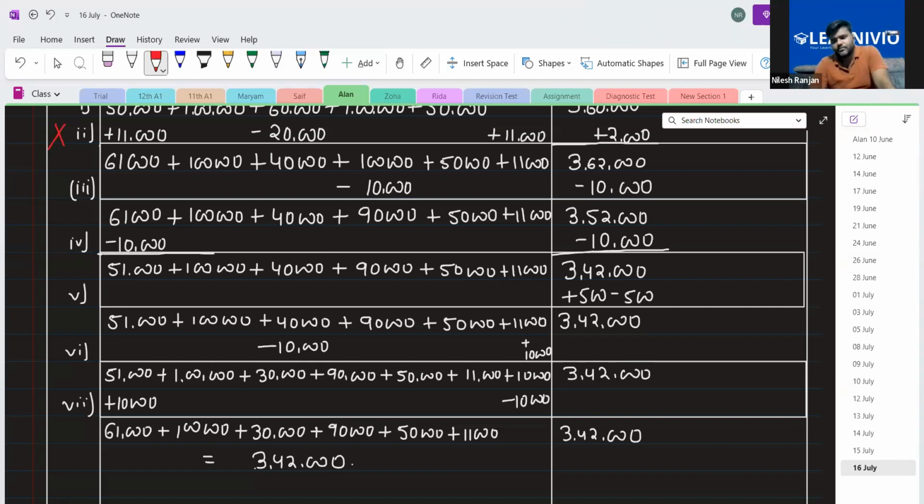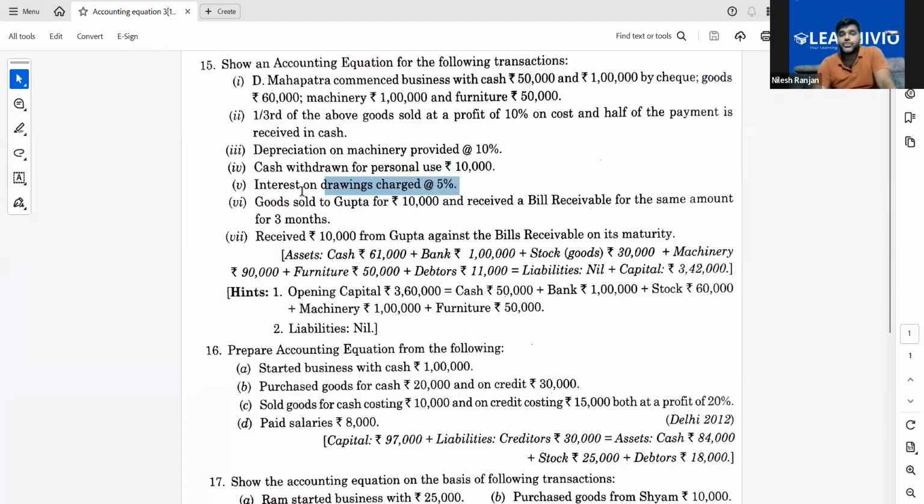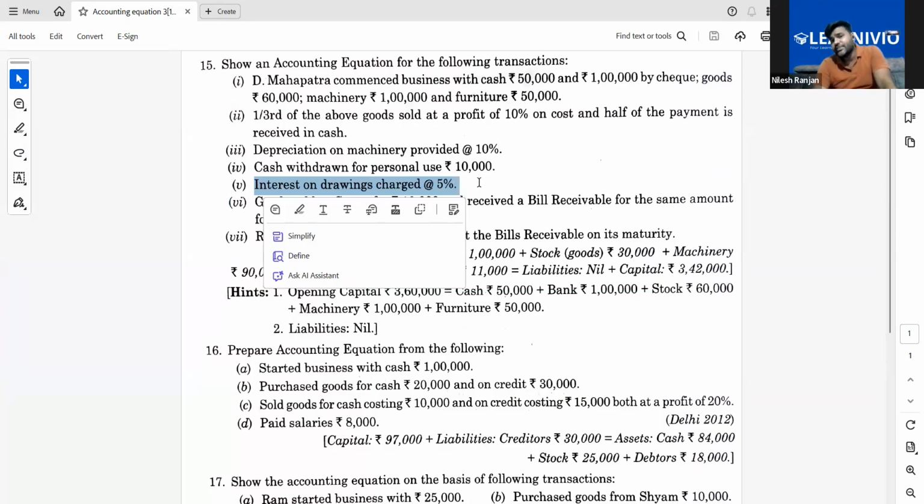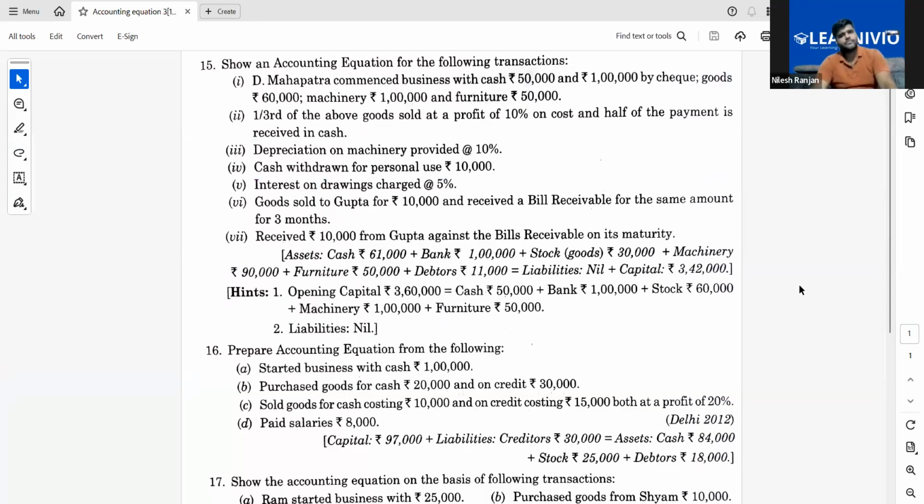Okay. So interest on drawing, what we have done here, you can see here, interest on drawing is charged, not received. If it is clearly written received in cash, then only we will write it as received in cash. So which accounts are affected here? Interest only on capital. Only capital reduced by 500. Increased by 500, decreased by 500. Yes. Capital.